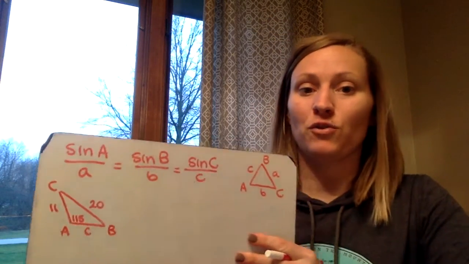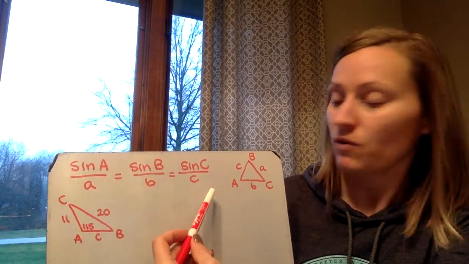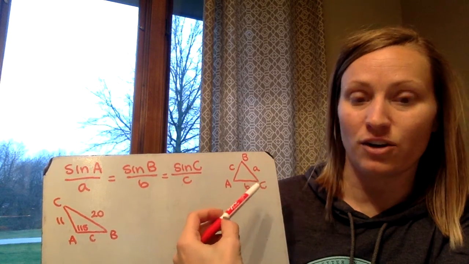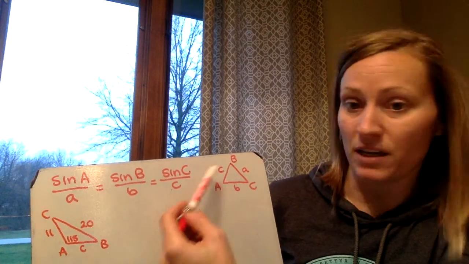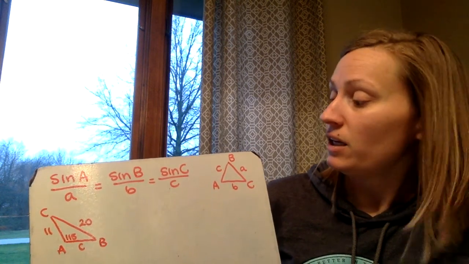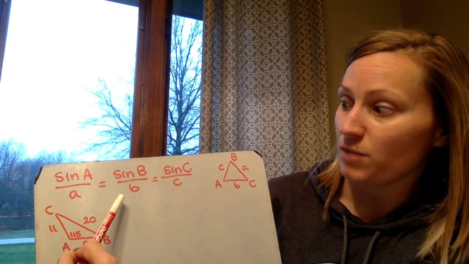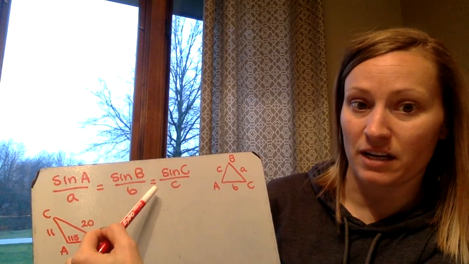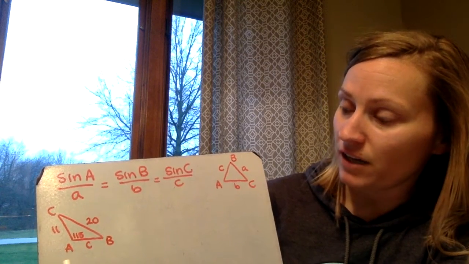So if you remember the law of sines, if we have a triangle ABC, remember our side lengths: little a is across from big A, little b across from big B, and little c across from big C. And sine of A over a is equivalent to sine of B over b, which is also equivalent to sine of C over c.